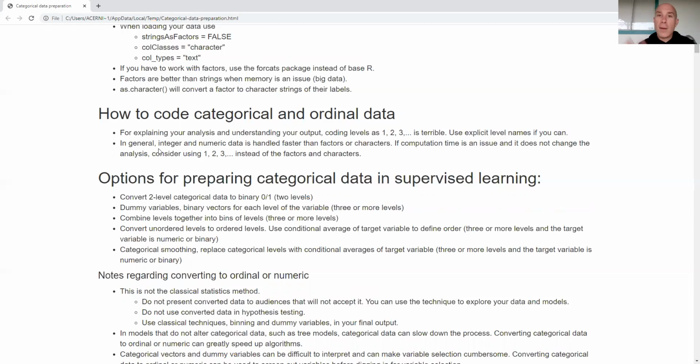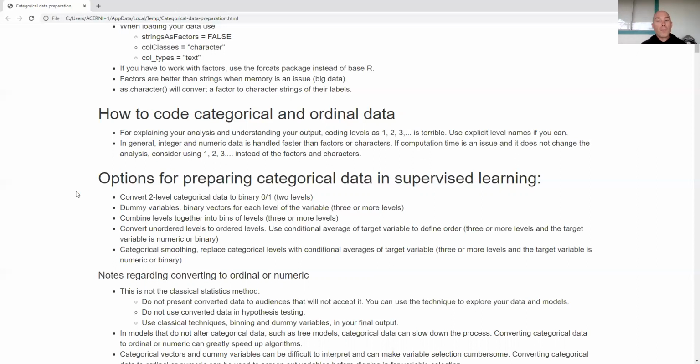Now, in the opposite direction of what I just advised you, integers and numeric data are better when it comes to speed, computation time, and memory. Because of this, if I have a big data project, coding things as 1, 2, 3, 4 will be advantageous. So there's advantages and disadvantages. We need to be aware of which direction we want things to go in.